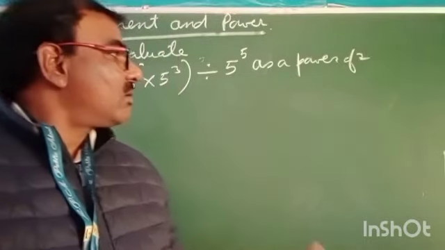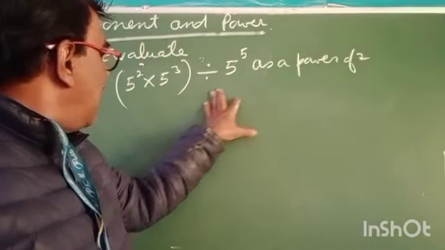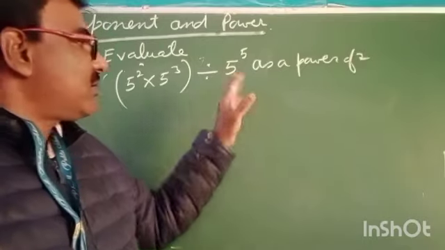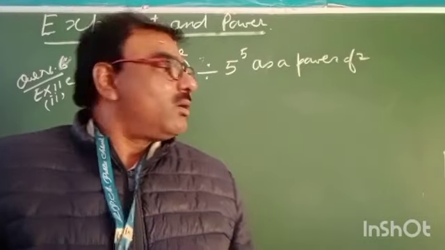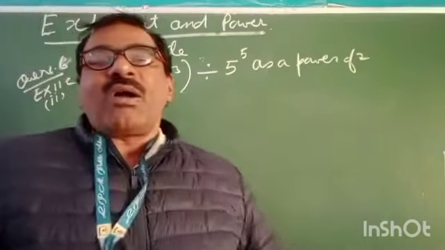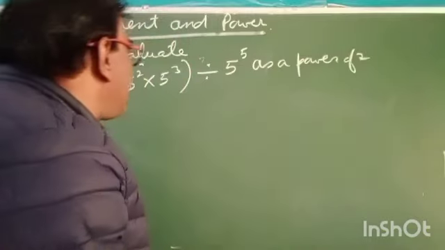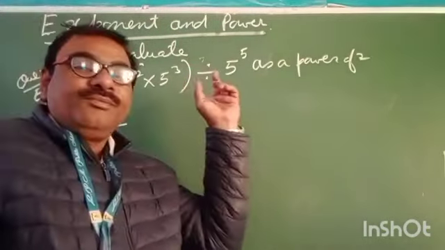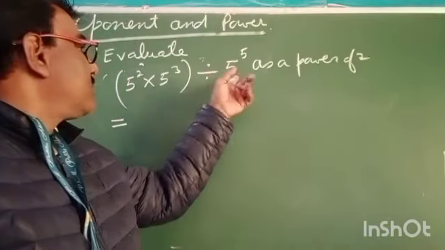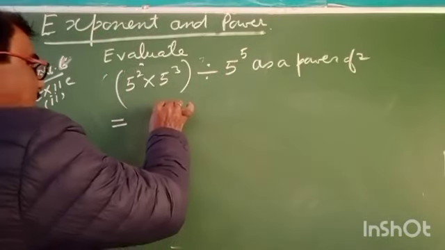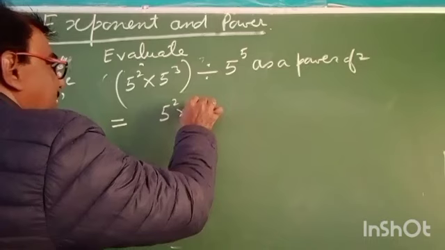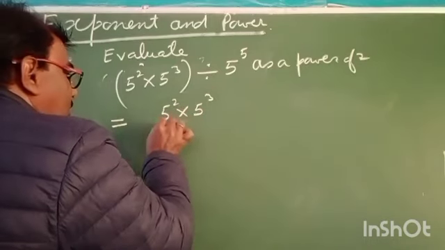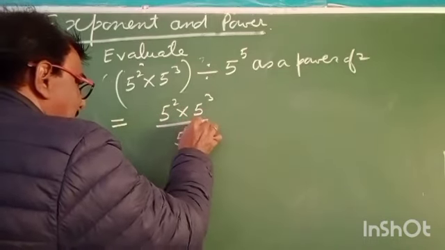It means the solution of this equation should be written as a power of 2. So first of all, I will solve this part, 5 square multiply 5 cube upon 5 to the power 5.